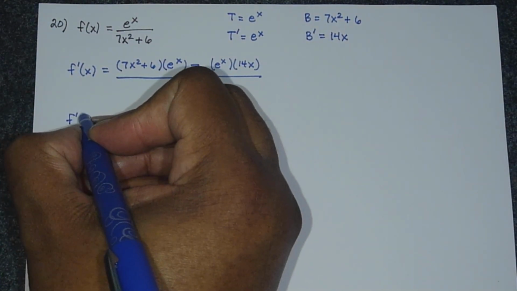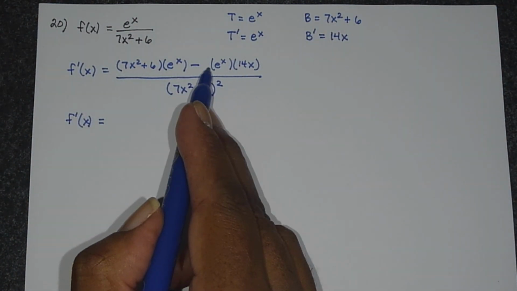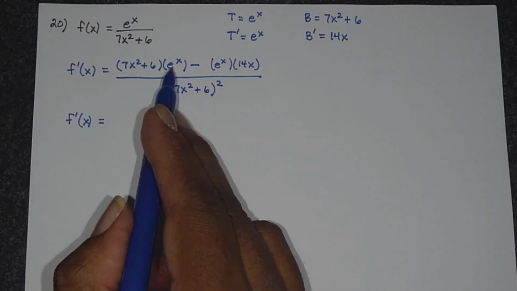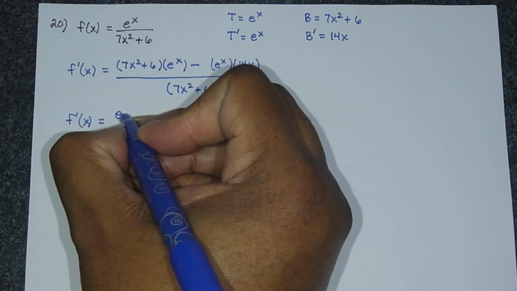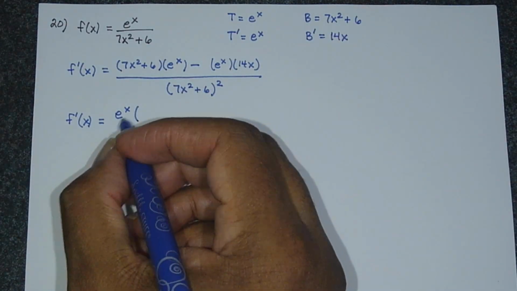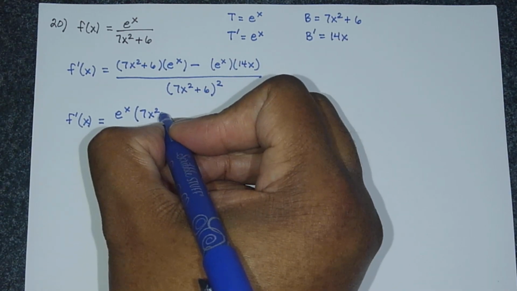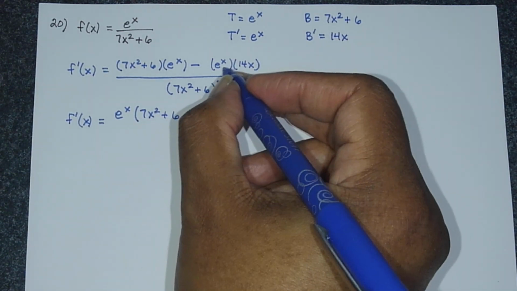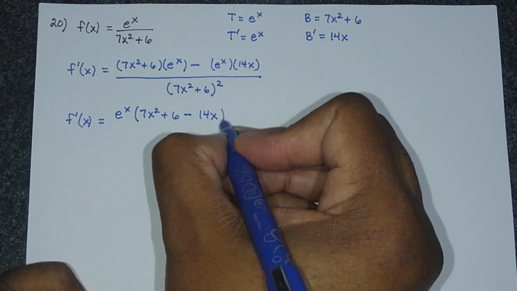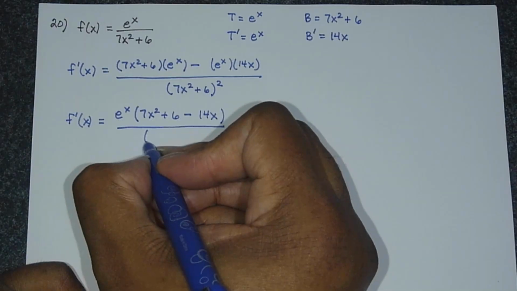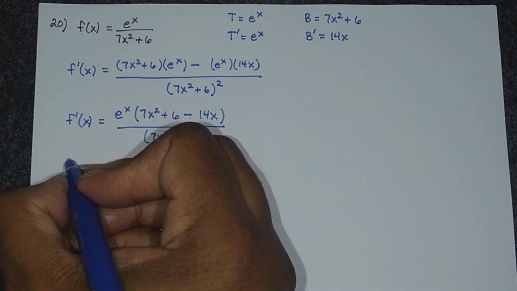Now, let's see what we can do here. What can we factor out in both of these terms? e to the x is in both of them. Let's go ahead and factor that out first. That's easier to do. If I factor out the e to the x in this term, I'll be left with 7x squared plus 6. And then minus, taking e to the x out, you'll be left with just 14x. So I got 7x squared plus 6 minus 14x, all divided by 7x squared plus 6, and that quantity is going to be squared.